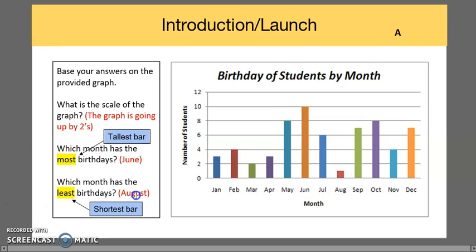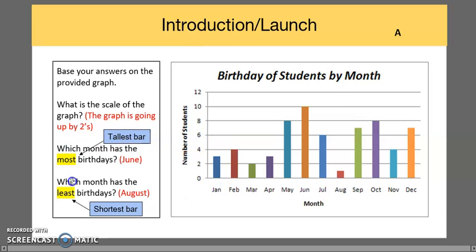In red, I provided the answers here, and we might need to reword the question so that students might be able to understand it better. So instead of, for example, the first one, what is the scale of the graph? The graph is going up by 2. So we want students to identify that.